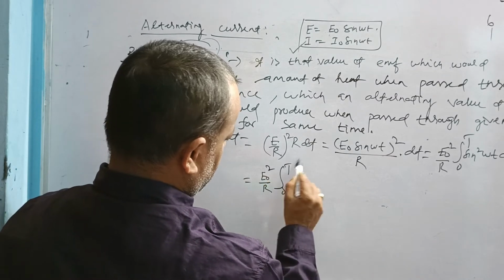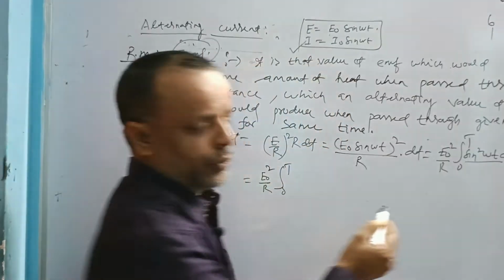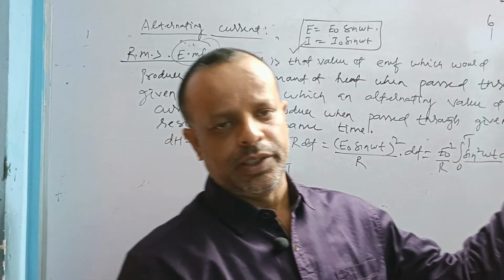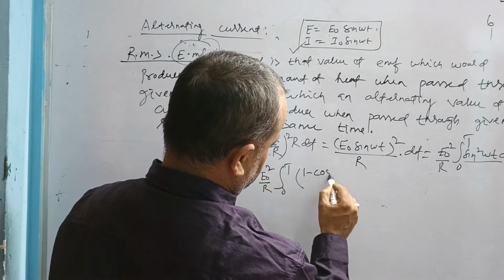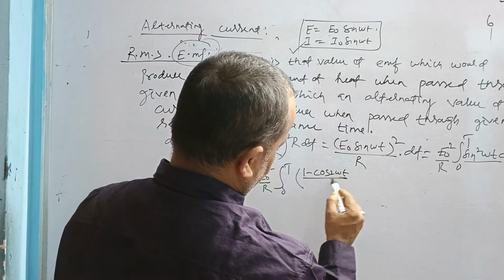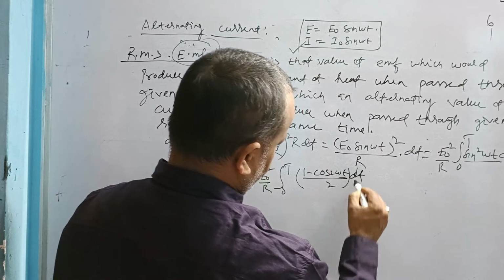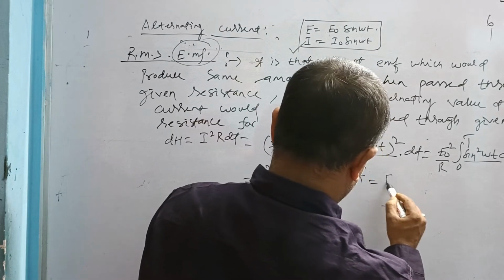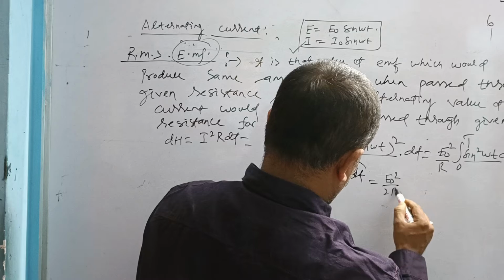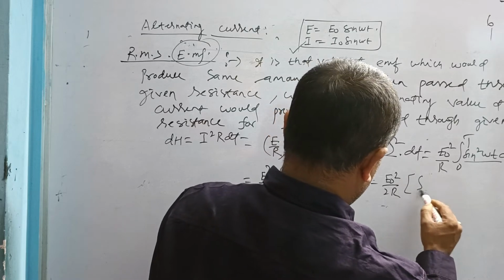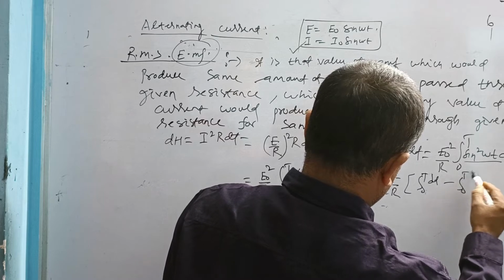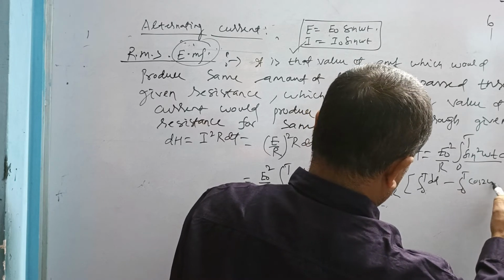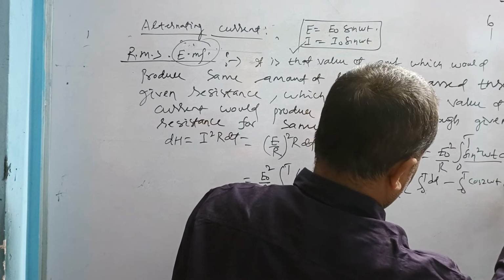See, we have to modify it because we do not have a direct formula for sine square omega T. What we do is convert it using the trigonometric identity, (1 minus cos 2 omega T) upon 2, delta T. So what it becomes is E naught square upon 2R. First we integrate this delta T and then we integrate cos 2 omega T delta T.